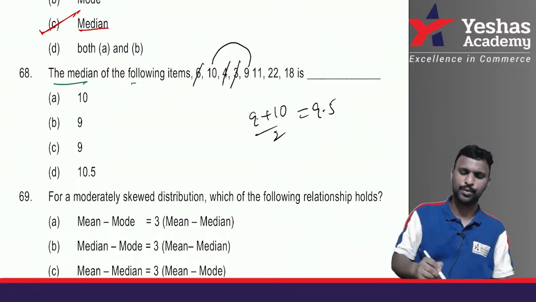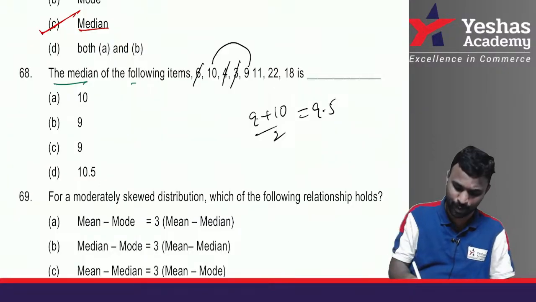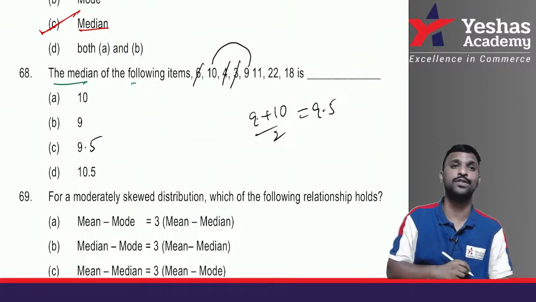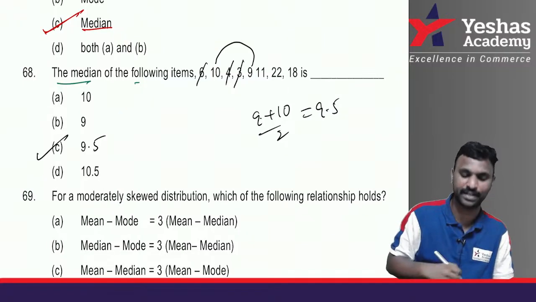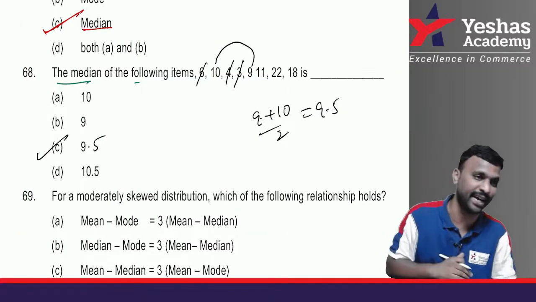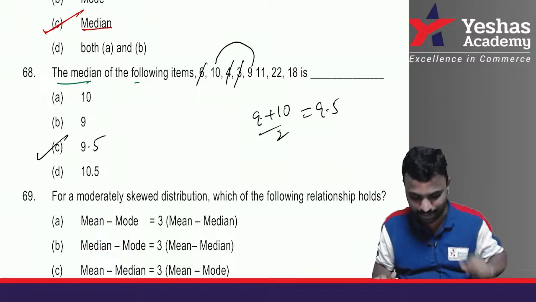Guys, if you see, option B and option C both are 9. One among them should be 9.5. Yes or no? Both cannot be 9. So if C is 9.5, C is the right answer. If B is 9.5, B is the right answer.